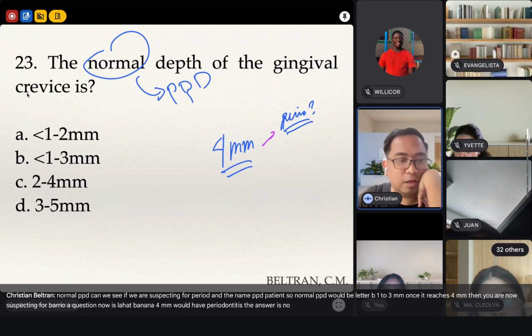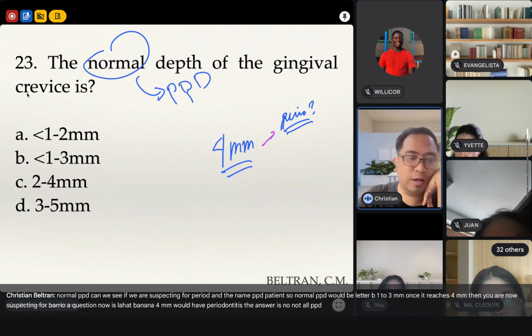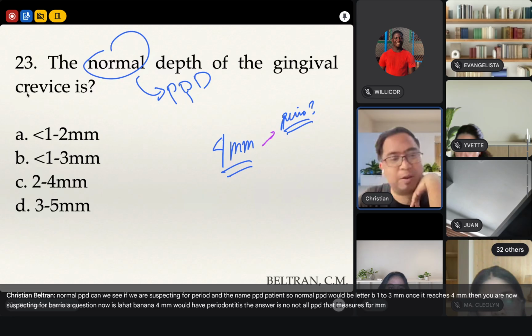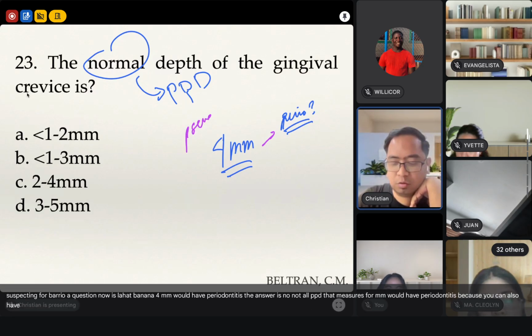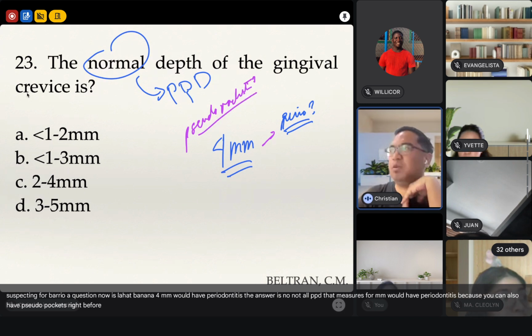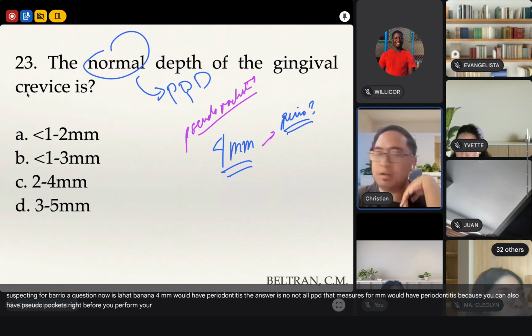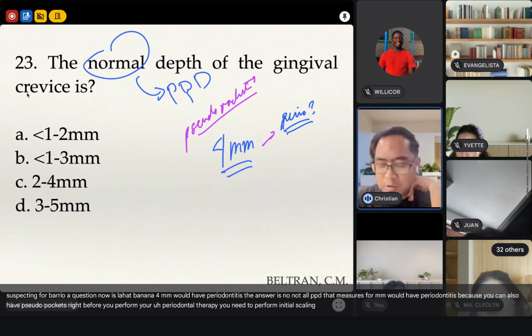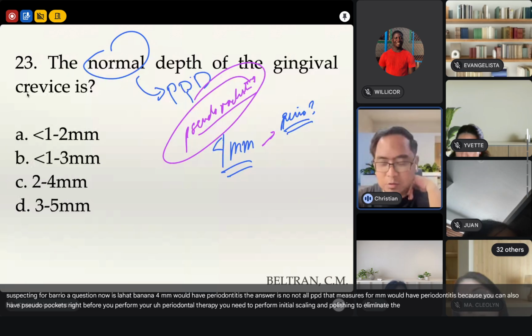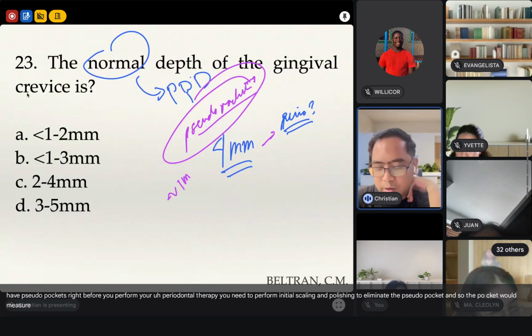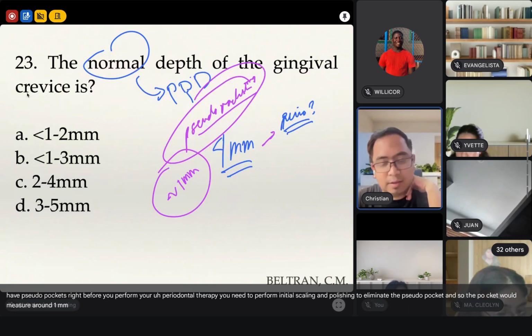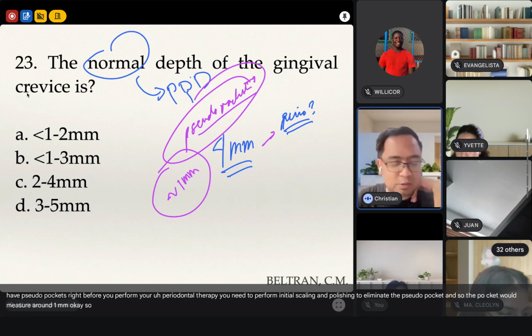The answer is no. Not all PPD that measures 4 mm would have periodontitis because you can also have pseudo pockets, right? Before you perform your periodontal therapy, you need to perform initial scaling and polishing to eliminate the pseudo pocket. And pseudo pocket would measure around 1 millimeter. Okay, so eliminate the pseudo pockets first, right?